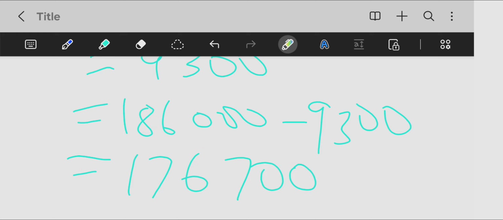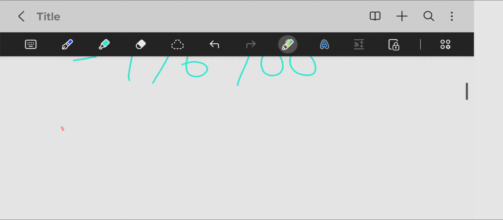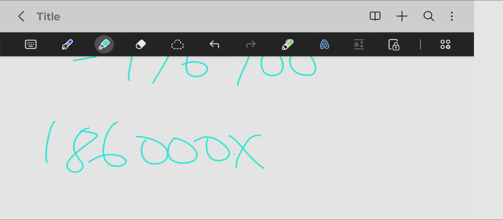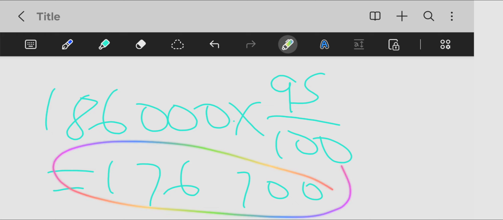Right. So if you don't want to do it this long way, you can say 186,000 multiplied by, if they reduce by 5%, it means that I'm going to pay 95% of this. Multiply by 95 divided by 100. And then you're still going to get your 176,700, which is the payment for next year.